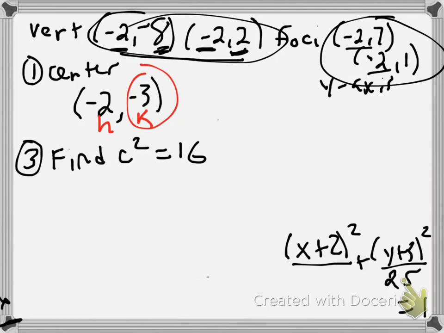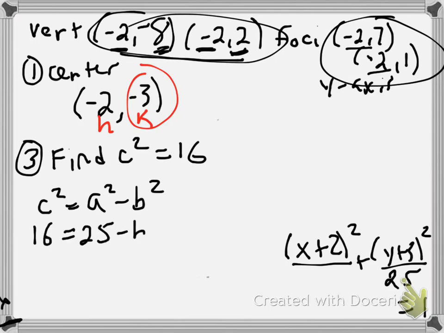Okay, our c squared is equal to our a squared minus our b squared. Well, our c squared is 16, our a squared is 25, and essentially this is 25 minus 16, so your b squared is equal to 9. And now we have all the information we need to be able to write our standard form.